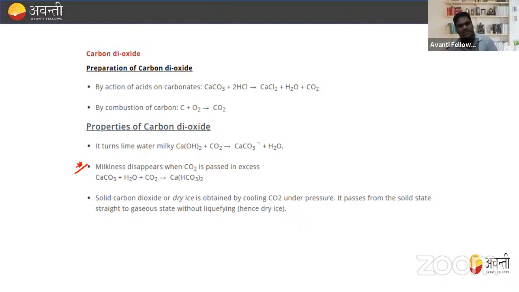So it turns lime water milky, the first point. The milkiness disappears if you use an excess of CO2. Solid carbon dioxide, or dry ice, is obtained when you cool CO2 under high pressure, right? So when you cool CO2 gas under very high pressure, dry ice is formed. It passes from the solid state to the gaseous state without involving a liquid state. That's why it is called dry ice. I hope this is clear to you.